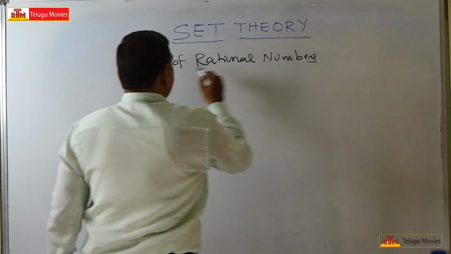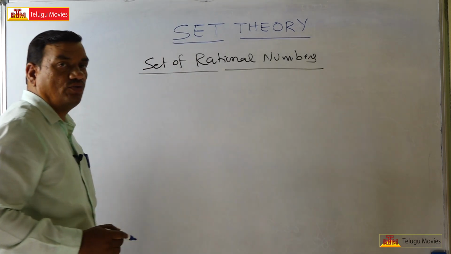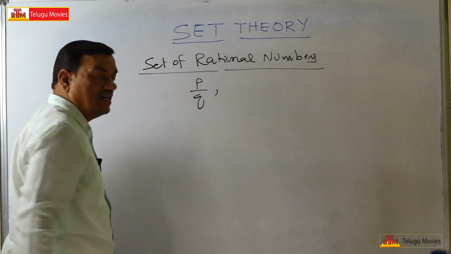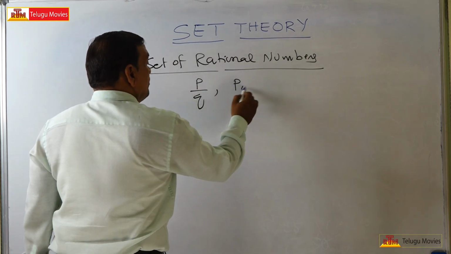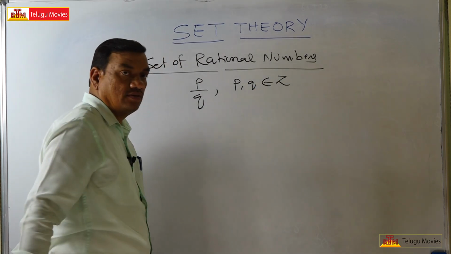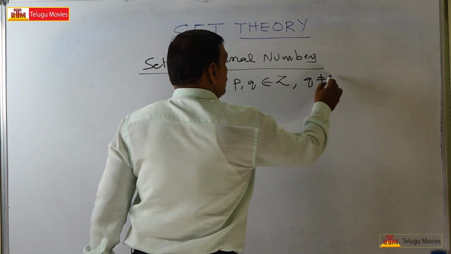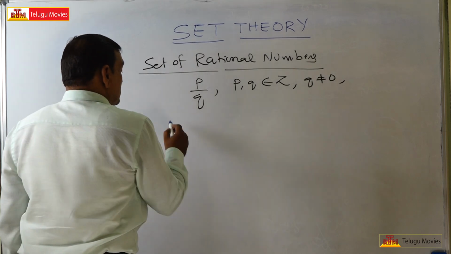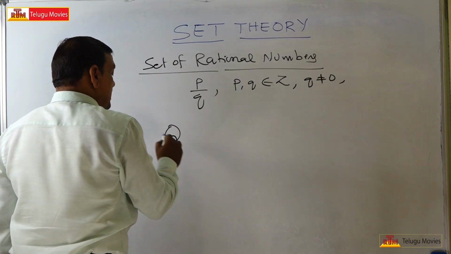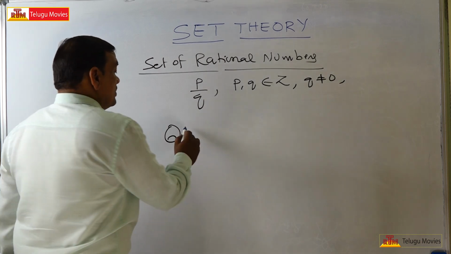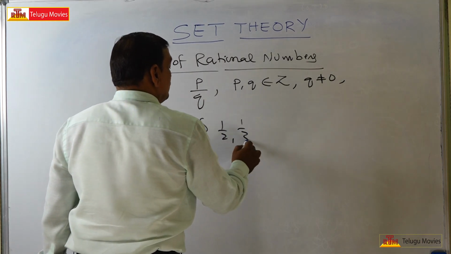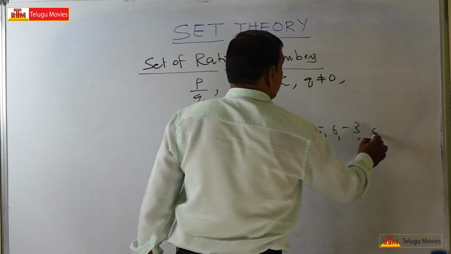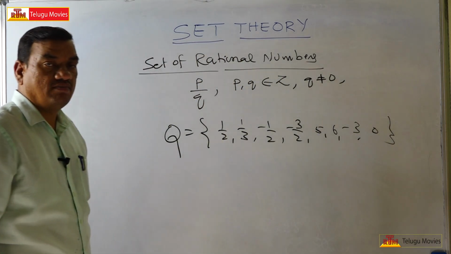As you know, we know the definition of rational numbers. Any number of the form p by q, where p and q are integers and q is not equal to 0, is called a rational number. The set of rational numbers is denoted by the letter Q. For example, 1 by 2, 1 by 3, minus 1 by 2, minus 3 by 2, 5, 6, minus 3, 0. They are also rational numbers.